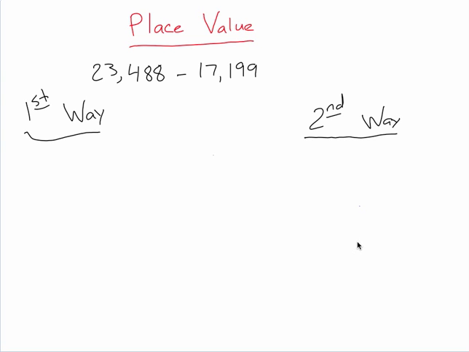For this video, we're going to be reviewing the place value strategy of subtraction. We're going to start with the number 23,488 and we're going to subtract from it 17,199. There's two different ways to do this, so I'm going to show both ways.